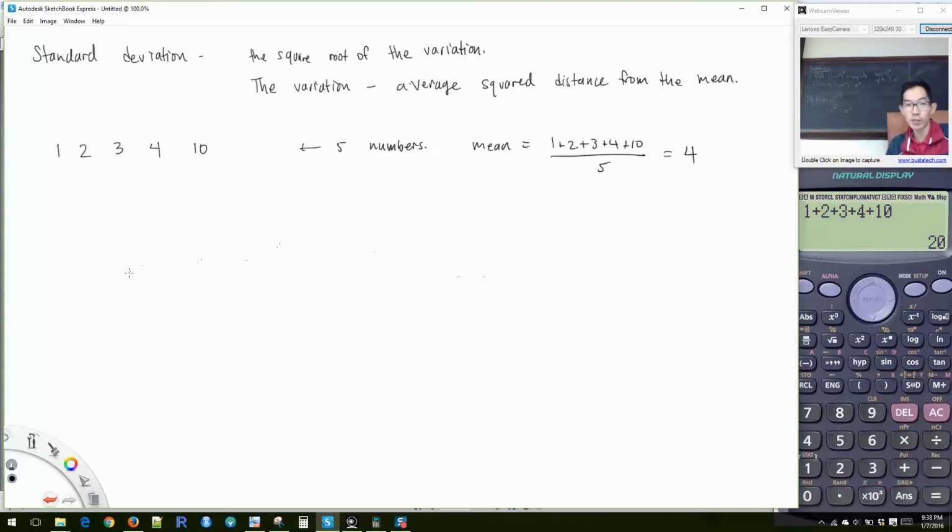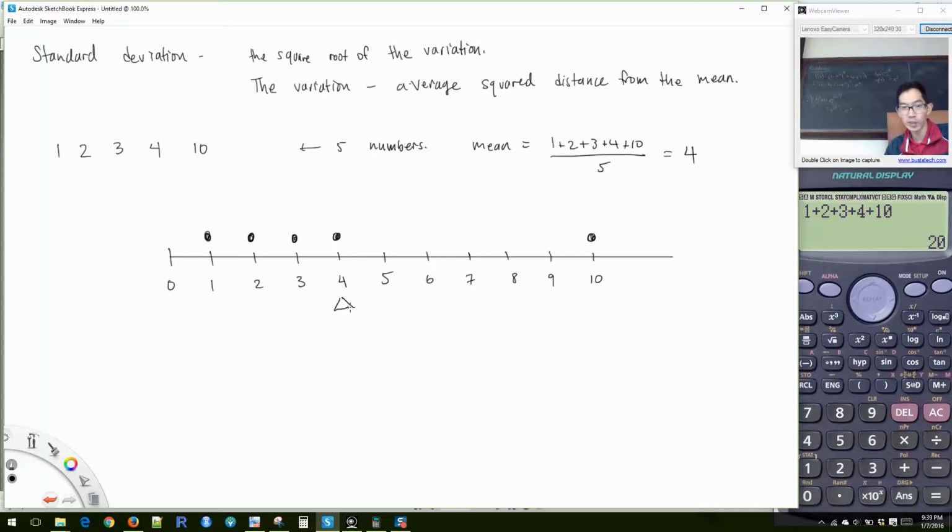If I were to draw these out on a number line, I'm going to put little dots here. Our mean goes right here. This is where our data would be balanced.